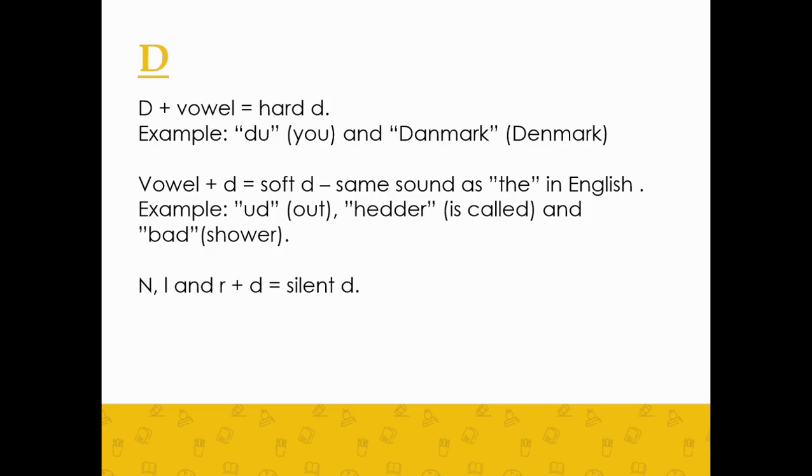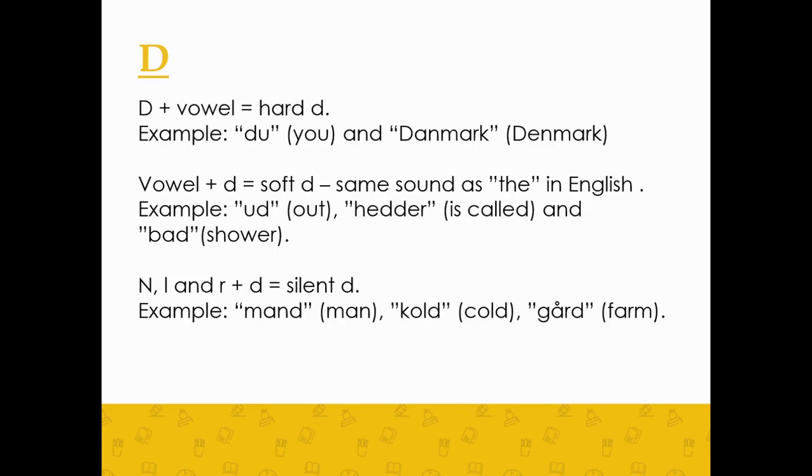Finally, we have N, L, and R plus a D. This equals a silent D, which means D is never pronounced after these consonants. An example could be "mand", a man, "kold", cold, or "gård", which is a farm. Also, D plus T equals a silent D. An example of this is "godt", which means good. Here we don't hear the D.